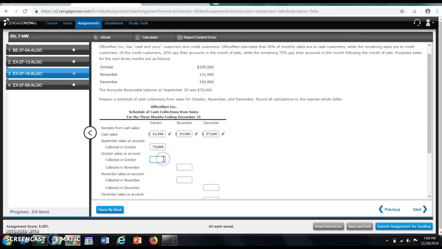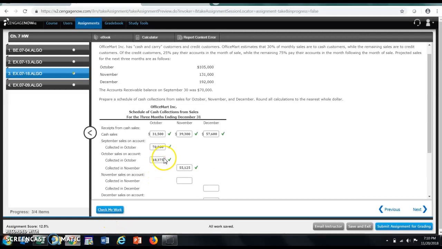Okay, so let's keep going. October sales on account. We know if October sales are 105,000 in total and we are collecting 31,500 in cash, the difference is 73,500, and we collect 25% of that, or 18,375 in the first month, and in the second month, we collect 55,125. Let's just check that to make sure our numbers are right, and they are.